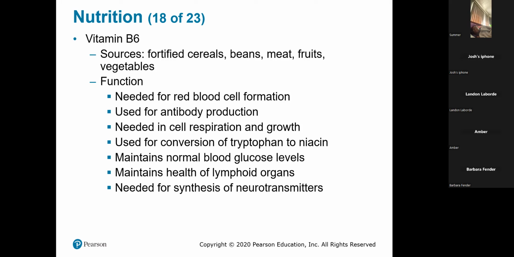B6 comes from fortified cereals, beans, meats, fruits, and vegetables. It is needed for red blood cell formation. It is used for antibody production and needed in cell respiration and growth. It is also used for conversion of tryptophan to niacin and maintains normal blood glucose levels, as well as maintains the health of lymphoid organs, and it is needed for the synthesis of neurotransmitters.